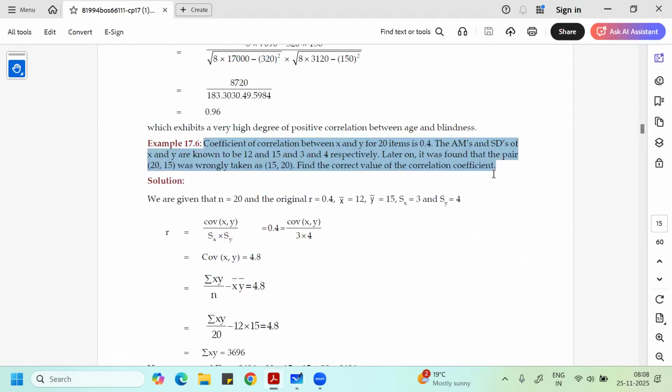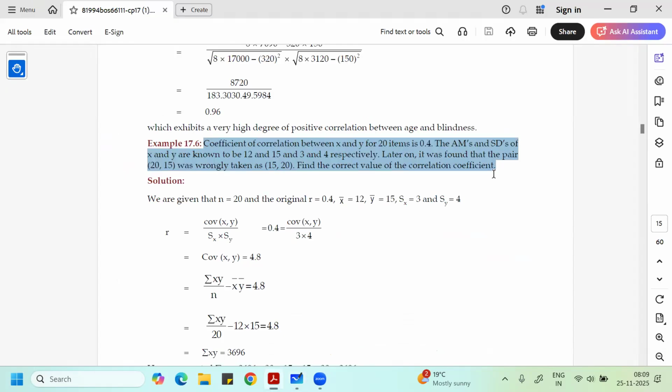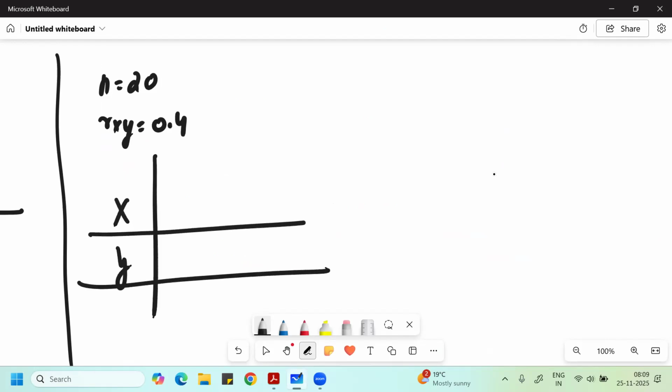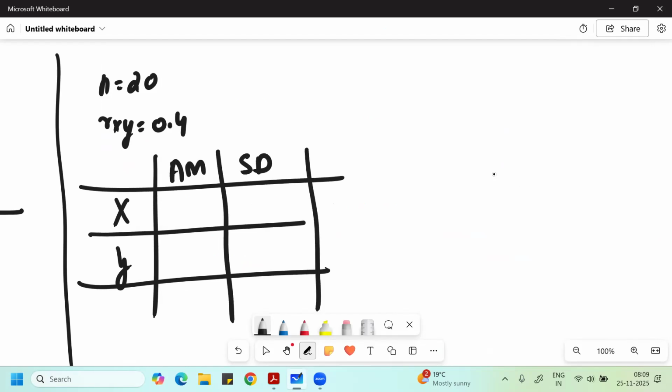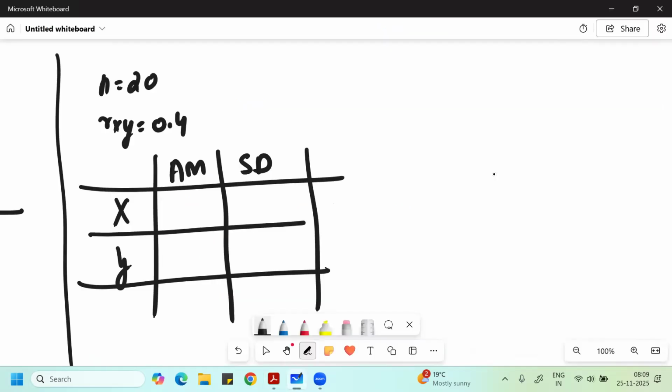Okay, n is 20, and the r of xy is 0.4. Then the arithmetic mean and standard deviation of x and y are known. The arithmetic mean of x and y is 12 and 15, and the standard deviation is 3 and 4.